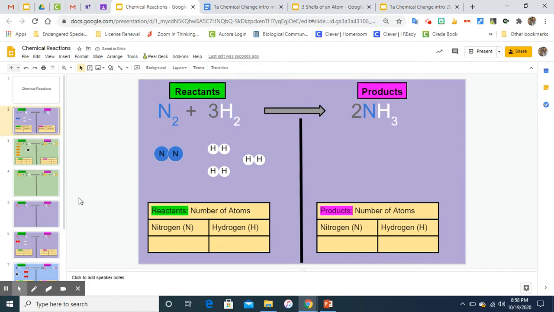On the left side of the equation, you will see your reactants written first as molecular formulas, N2 and 3H2. And underneath each molecular formula, you can see it drawn out as a picture of the molecule. Here's a molecule of N2, and here are 3 molecules of H2.